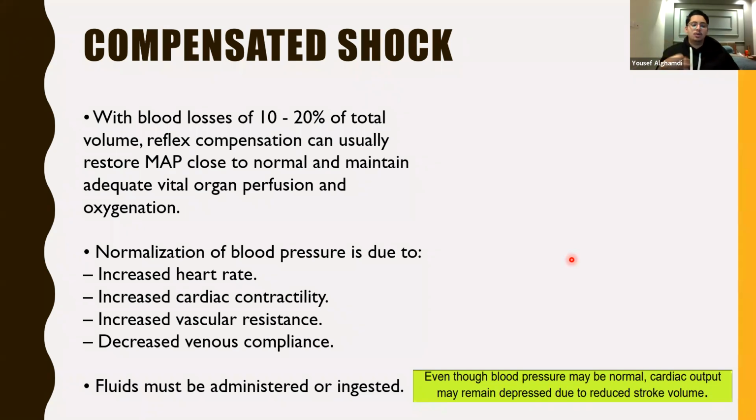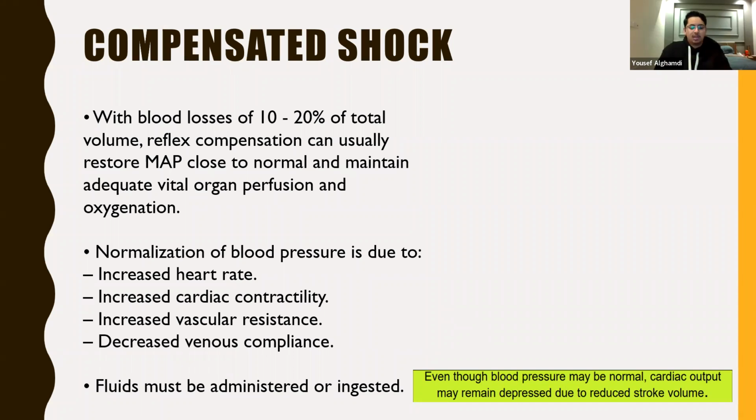And increased vascular resistance means vasoconstriction, and decreased venous compliance also means vasoconstriction. So when a vein is non-compliant, it's not stretchy, it's stiff, right? You can think of it that way. And fluids must be administered or ingested, like I said before. So this is a box that the doctor had in his slides that we should probably read. Even though blood pressure may be normal, cardiac output may remain depressed due to reduced stroke volume. So even though the blood pressure is normal, your cardiac output can stay low because of the reduced stroke volume.